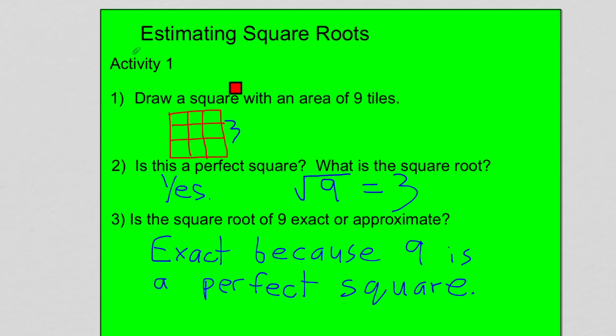So the main ideas I want you to get out of this are that square roots are the side lengths of squares, and if we have a perfect square, then we have an exact square root. In our next video, we will look at imperfect shapes and see how we estimate the square roots of those. That's all for now.